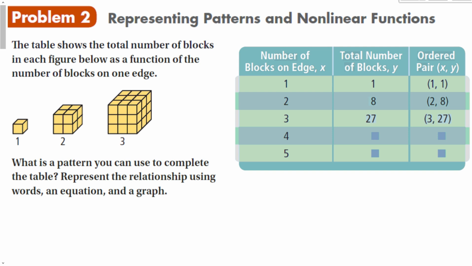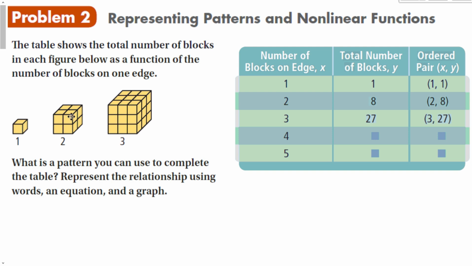So the next question deals with representing patterns and nonlinear functions. The table shows the number of total blocks in each figure below as a function of the number of blocks along one edge. So you see one block, then two blocks along each edge, and three blocks along each edge. Okay. So for the first one, there's one block.